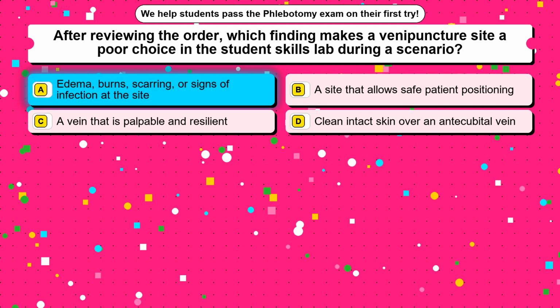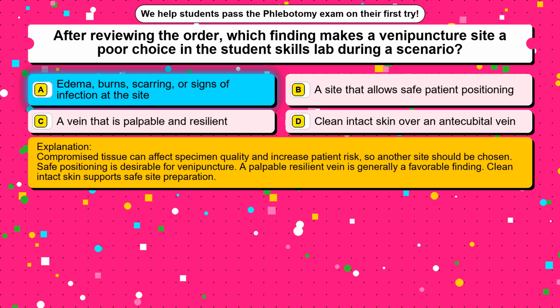The correct answer is option A. Edema, burns, scarring, or signs of infection at the site. Compromised tissue can affect specimen quality and increase patient risk, so another site should be chosen. Safe positioning is desirable for venipuncture. A palpable resilient vein is generally a favorable finding. Clean intact skin supports safe site preparation.